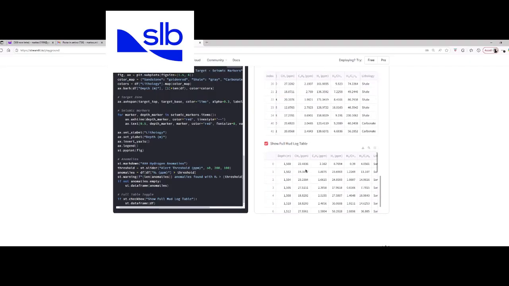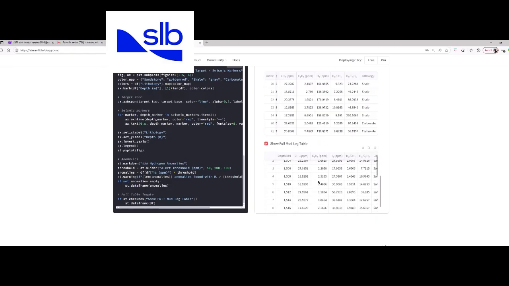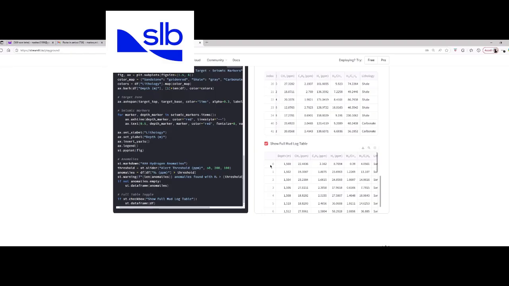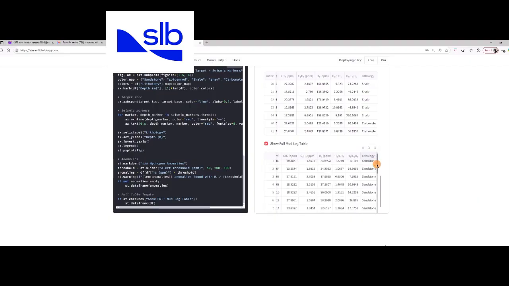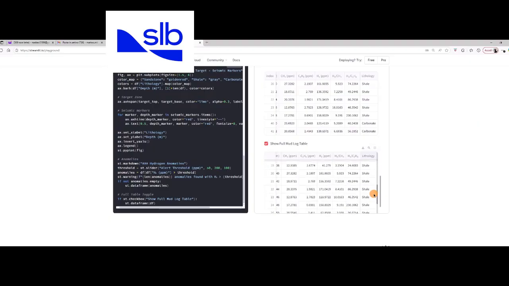We can also show the whole mud log tables, where in a single row we can read the depth, the concentration, the parts per million of methane, ethane, and hydrogen, and also the ratio between these three kinds of gas and the correlated lithology. So in this case we have sandstone, shale.